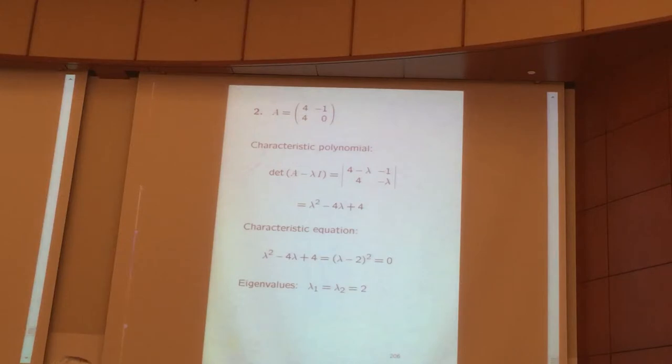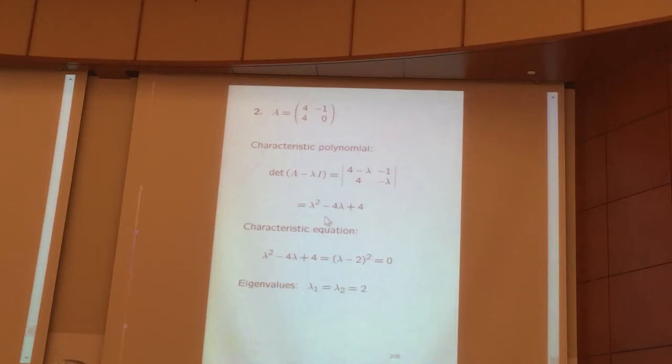Take this matrix. Determinant of A minus lambda I, you can see, is (4 minus lambda)(4 minus lambda) plus 1, which is lambda squared minus 4 lambda plus 4. Characteristic equation: (lambda minus 2) squared equals 0. Lambda 1 equals lambda 2 equals 2. So it has a repeated eigenvalue. And we'll find out, it's not a problem here. But in the next chapter, it'll be a significant problem. Repeated eigenvalue.